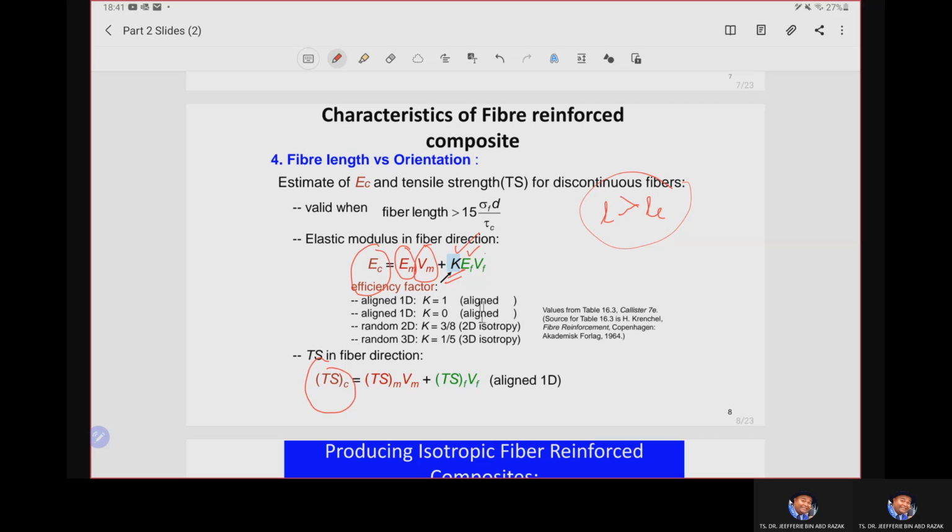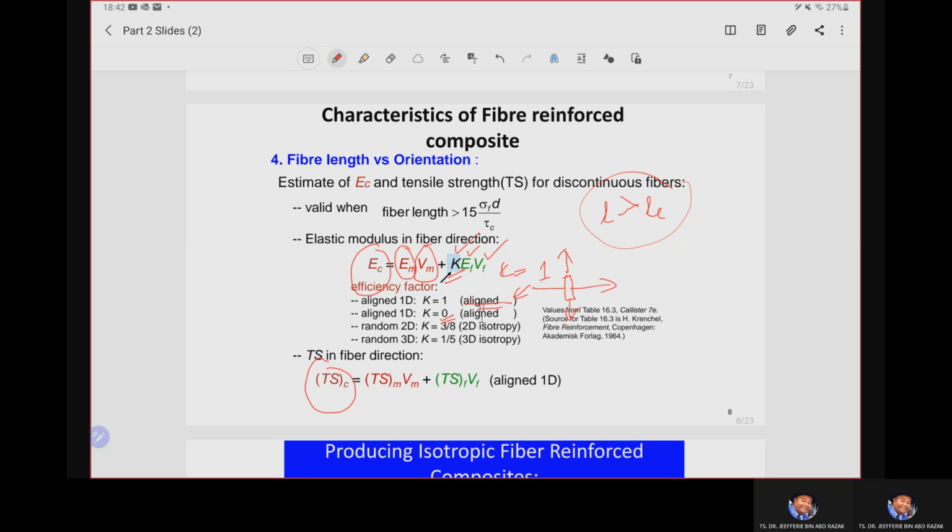Okay. So as you can see here, of course, for the aligned case, K equals 1. K equals 1 for the case of longitudinal fibers. All right. And then K becomes totally zero when the fibers are in transverse or isostress condition, as we understood just now.